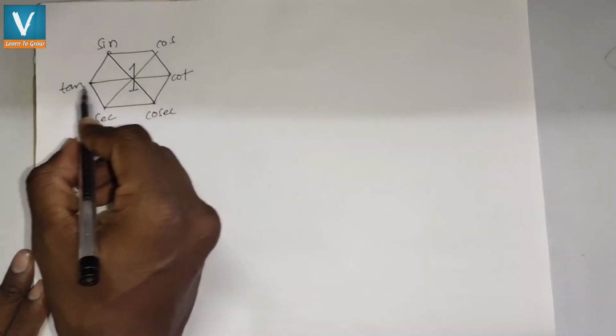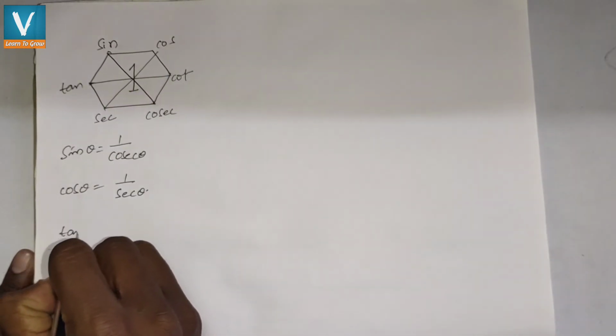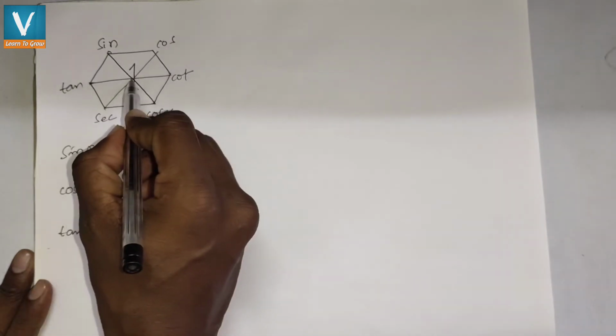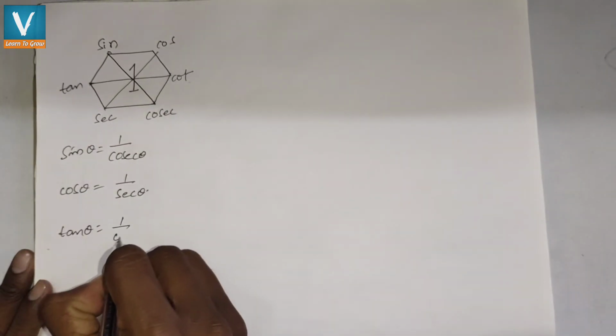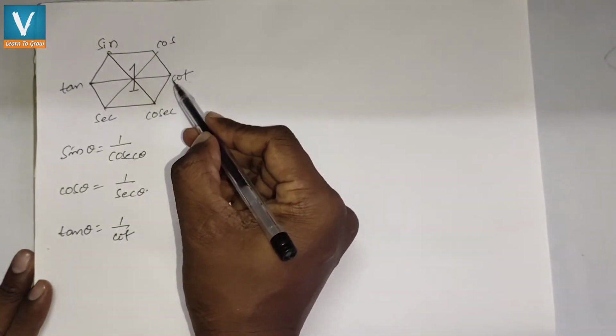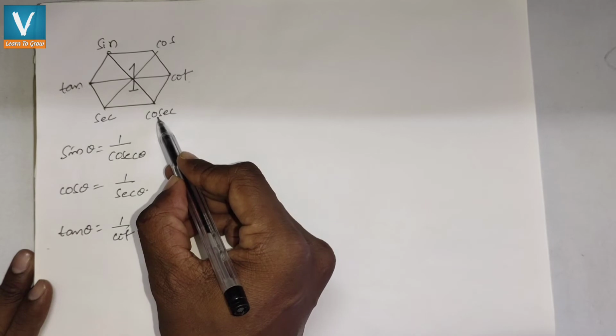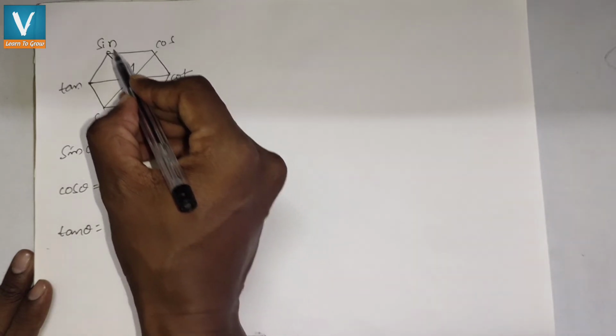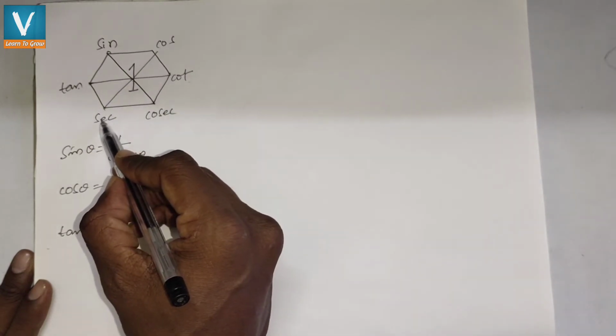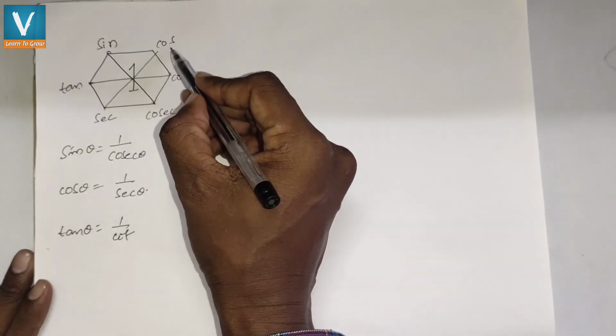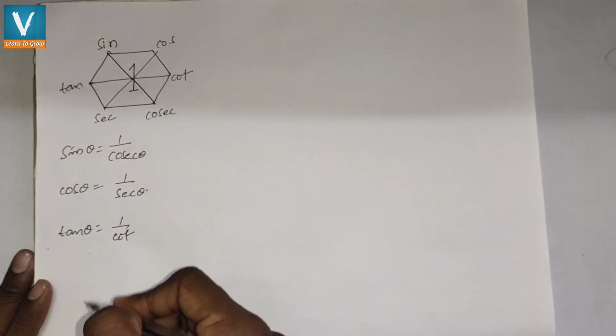Then the third one: tan theta is equal to 1 by cot. Now, what can you say about cot? Cot is equal to 1 by tan. What about cosecant? Cosec is equal to 1 by sine. And sec is equal to 1 by cos. I have written just 3, so you can write these other 3 yourself.